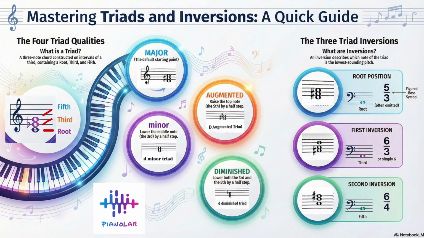And then the last one, the smallest, most tense sounding one, the diminished triad. For the diminished triad, you need to do 2 things. It's the most compact and functionally the most unstable of the 4.